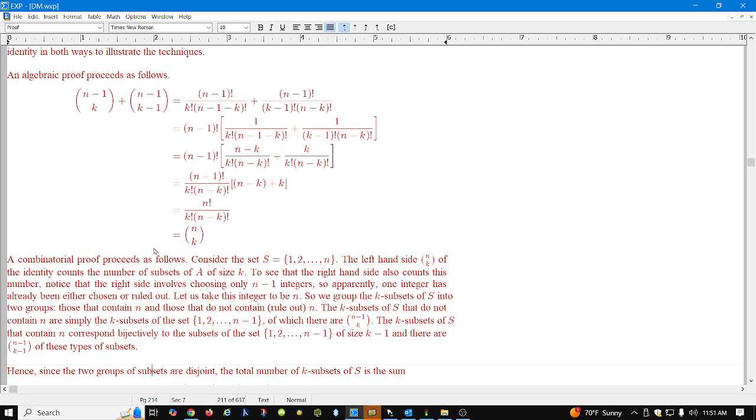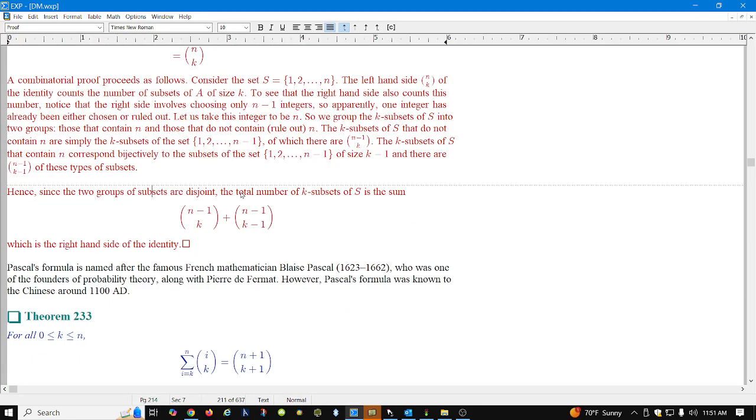They get more involved, and we'll see another one in a minute. But you can always resort to the algebraic proof, although sometimes that gets really messy. But the combinatorial proofs are much more satisfying and give you much more information.